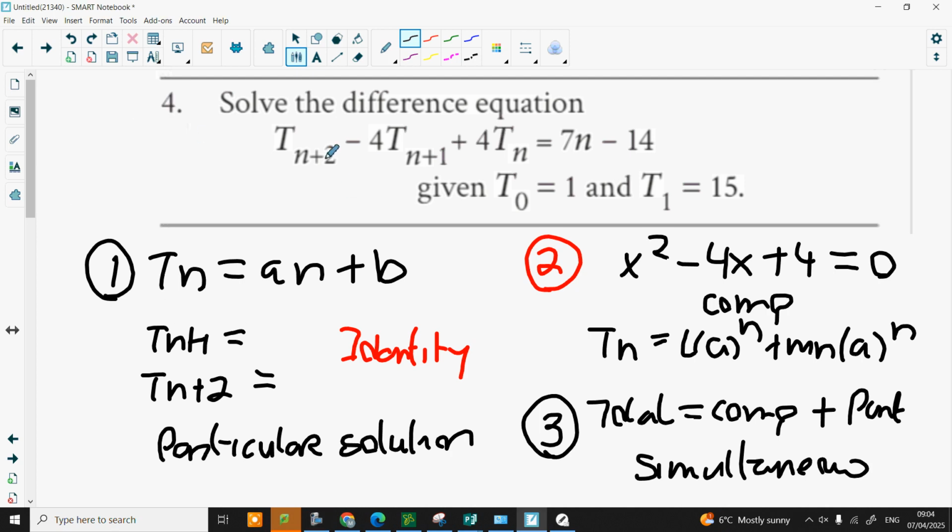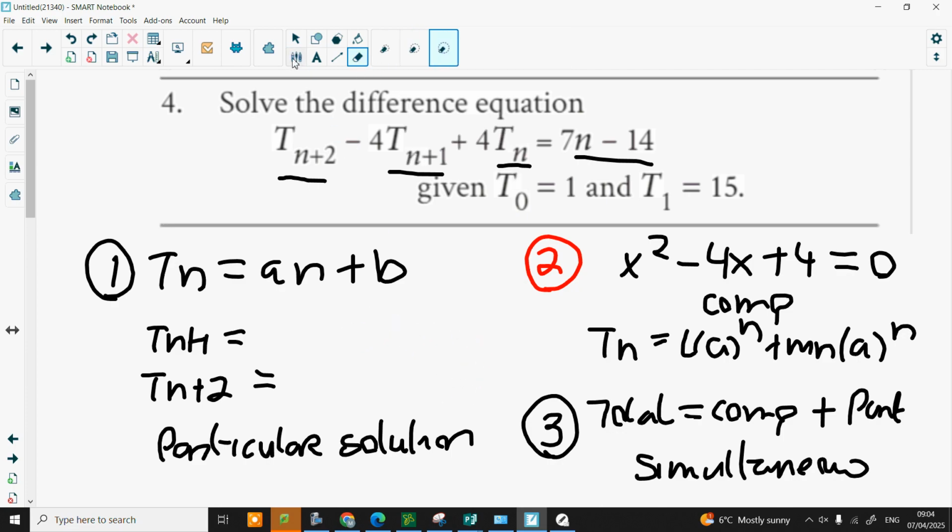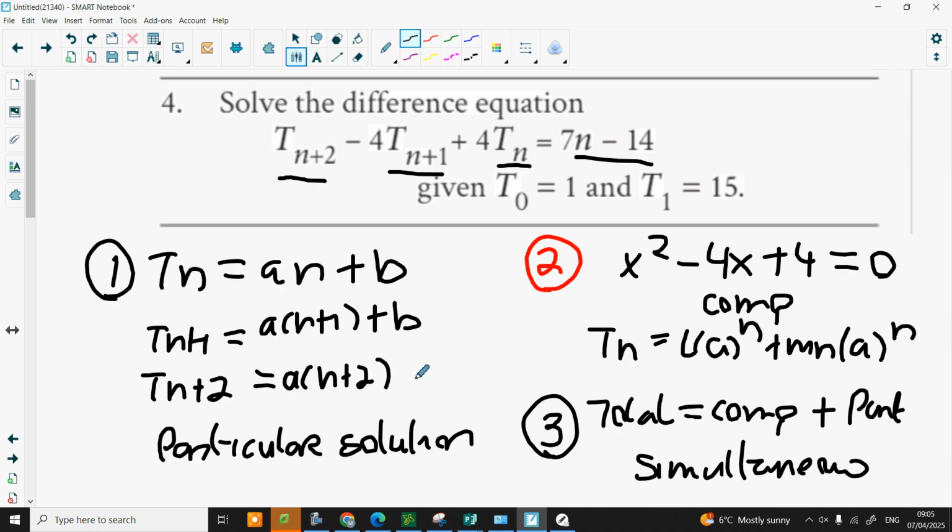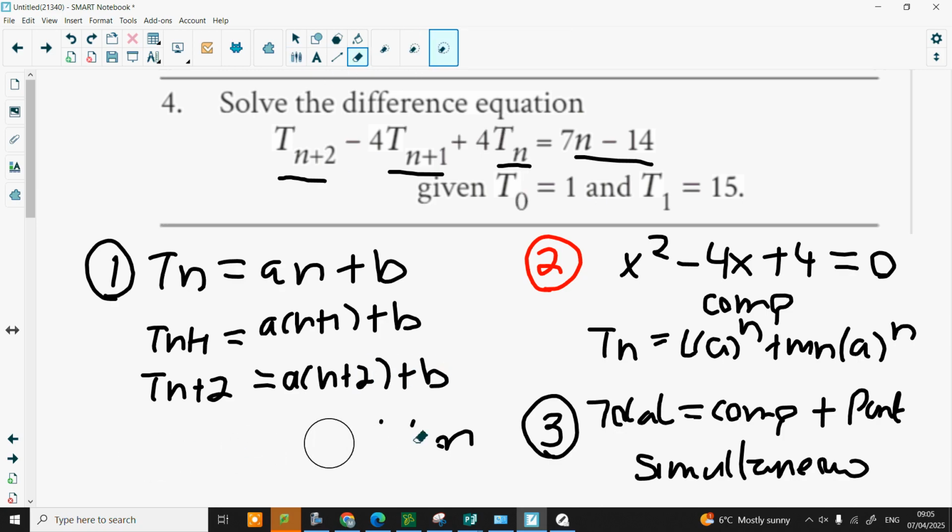So step one, what we're going to do is create Tn plus 1 and Tn using the linear solution. Okay, so we have an plus b, and then we're going to have a times n plus 1 times b, and then we're going to have a times n plus 2 times b. And I'm just going to sub these in.